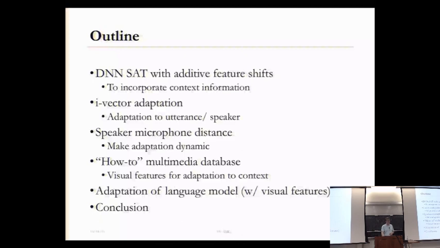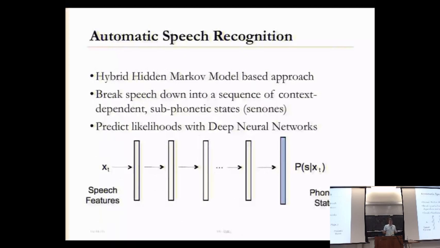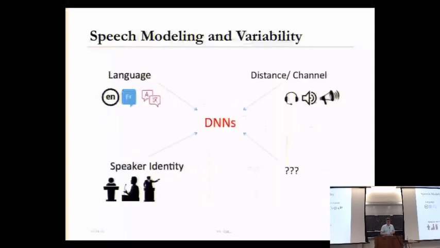So automatic speech recognition, we all know the hidden Markov model-based approach. We all know hybrid speech recognition. We break down speech into a sequence of context-dependent subphonetic states, and we predict the likelihoods with deep neural networks. And of course, there is a lot of variability in the speech signal. There is language variability, there is speaker identity, there is distance and channel, and then maybe even other variability that we don't know much about.